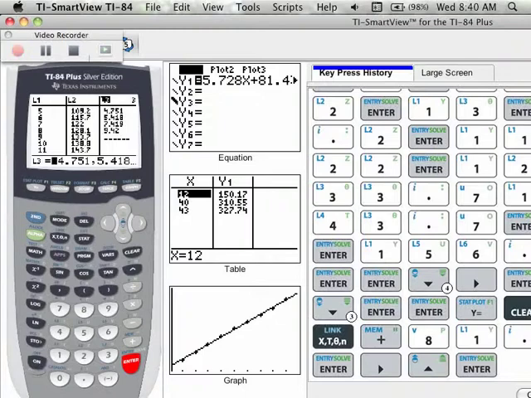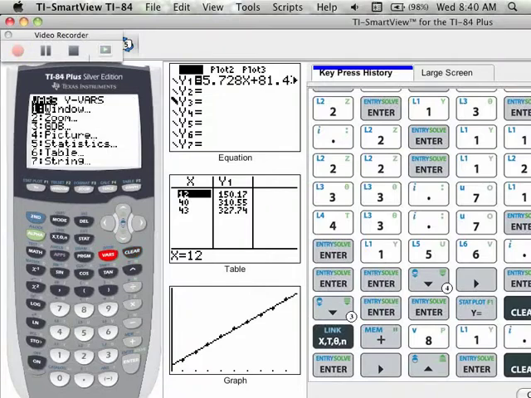You're going to clear out that stuff, so hit the clear button. Hopefully you're writing these instructions down. And then you're going to say, I want to use my equation that I just typed in. So now you go to vars, and then yvars, and then enter, and then enter.